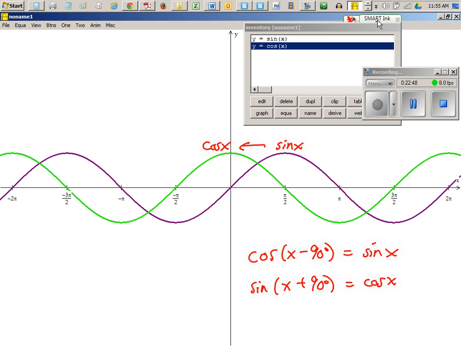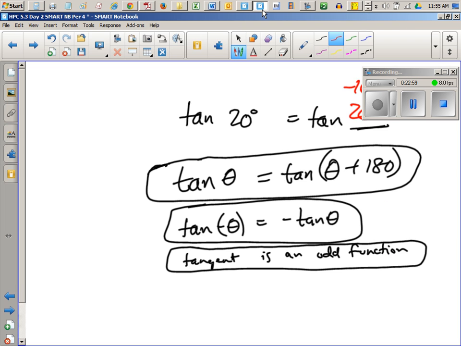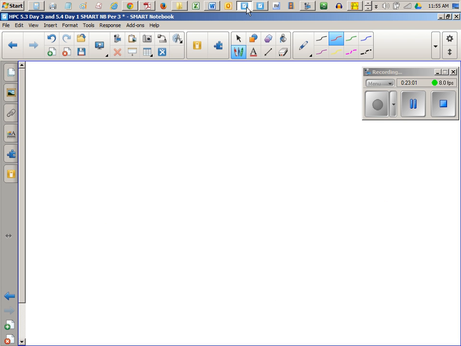Sliding a sine wave left 90 gives you a cosine wave. Sliding a cosine wave right 90 gives you a sine wave. Interesting little facts as we go. Okay, I would like you tonight to make one flashcard for sine wave.